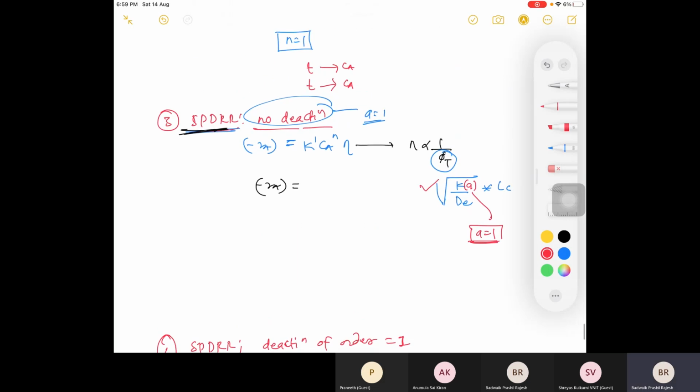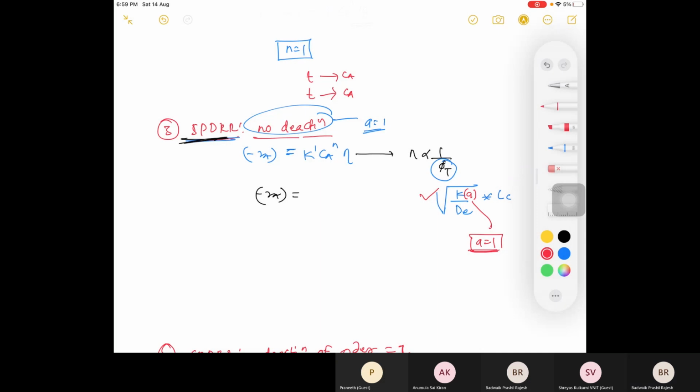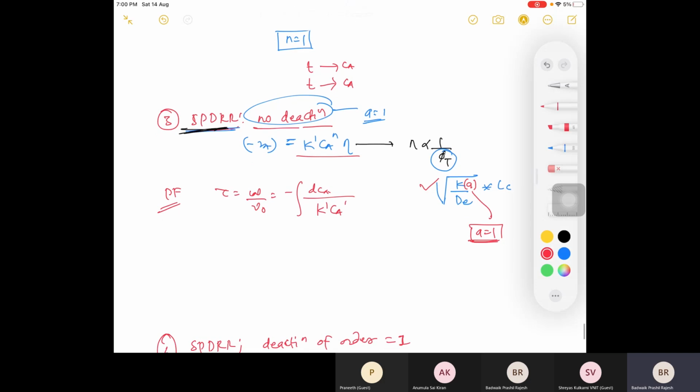So this is my equation. I need to replace it as minus RA. You know, this is my equation. I'll write as this. Tau is equal to W divided by nu naught. Okay. Integration in case of PF, right? Integration minus dCA by K dash CA to the power 1 if I am considering order is 1, and there will be effectiveness factor.